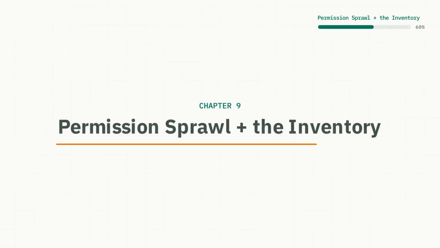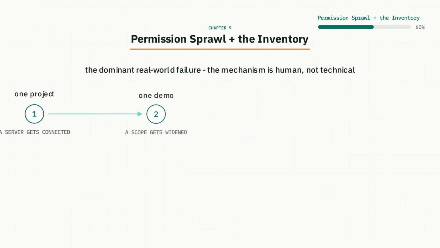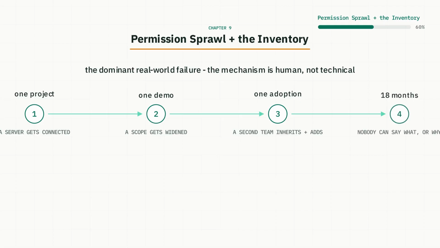Chapter 9, Permission Sprawl, the dominant real-world failure, exactly as the certification series warned, and the reason security reviews start with a spreadsheet, not a scanner. The mechanism is human, not technical. A server gets connected for one project. A scope gets widened to unblock a demo. A second team adopts the setup, inherits the grants, adds their own.